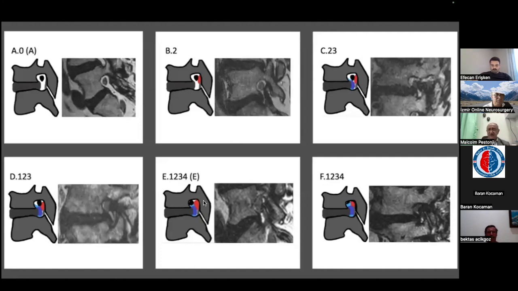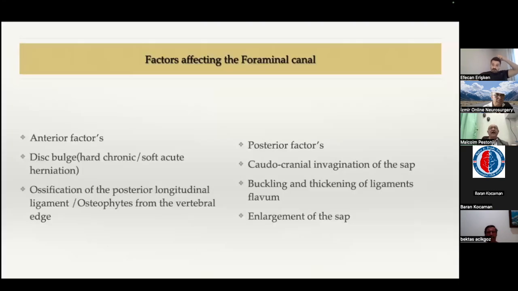These are stock images. They're easily available on the net, and I think all of you understand it. So I won't waste time over here, and I will just jump a little further. Let us talk of the factors. In the foraminal canal, you have the anterior factors and you have the posterior factors. What are the anterior factors? You can have a disc bulge, which can be hard, chronic, or soft, acute herniation.